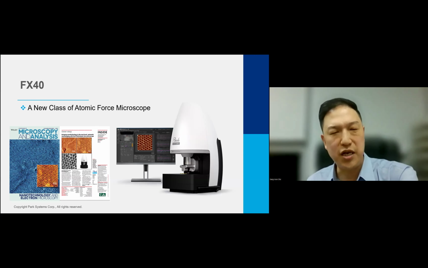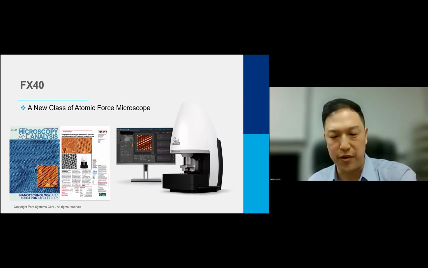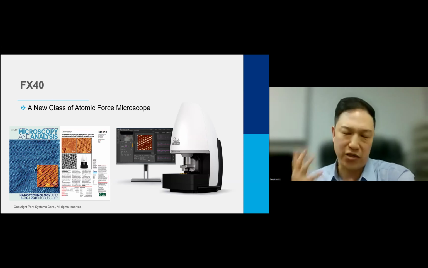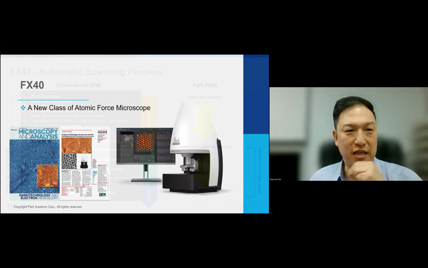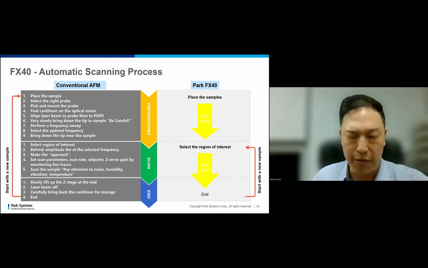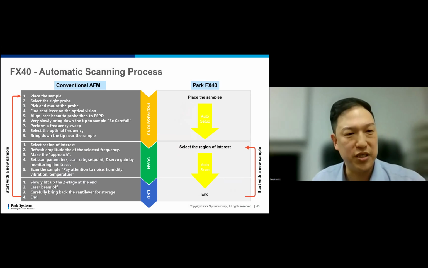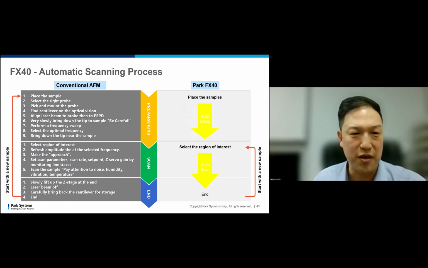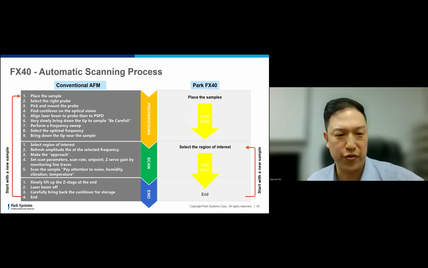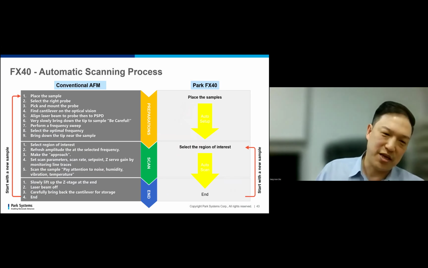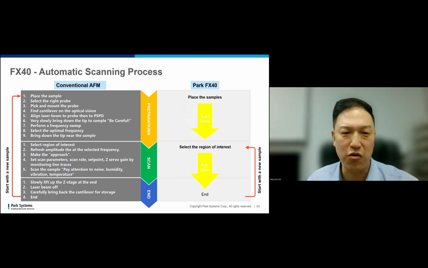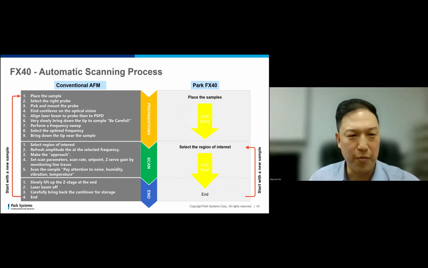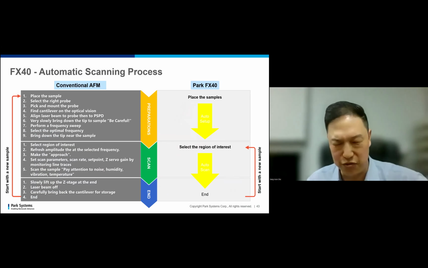And then recently we also introduced a new class of atomic force microscope called the FX40. Actually, it's already been 2 years. AFM has many capabilities and is a very useful machine, but it's kind of hard to use, because in conventional AFM, to get one image you have to go through how many steps? 18 steps to get one image. And if something goes wrong, you have to go back to step 5 and do it again.